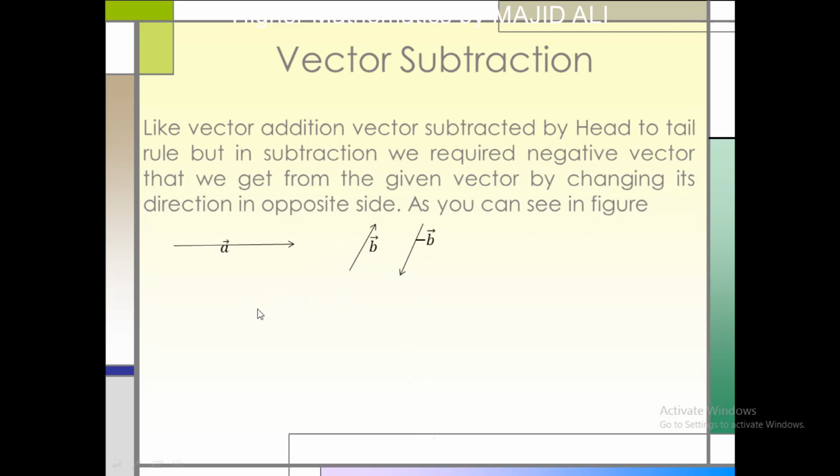Now we will subtract both vectors. Here is vector A and vector B. This is the same, using the head to tail rule. The head of vector A coincides with the tail of vector B, and this is the resultant vector, which coincides with the tail of A and the head of B.